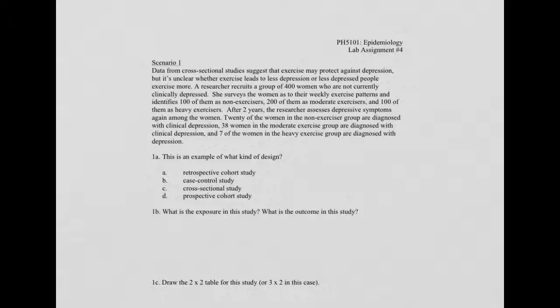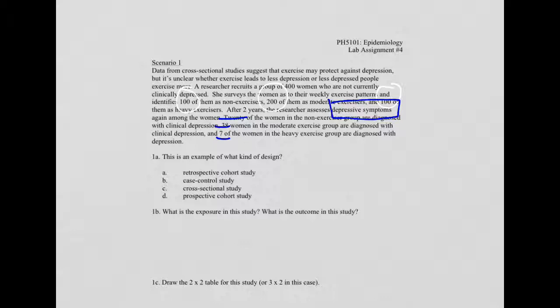She surveys the women as to their weekly exercise patterns, so she's assessing exposure status, and identifies 100 of them as non-exercisers, 200 of them as moderate exercisers, and 100 of them as heavy exercisers. After 2 years, the researcher assesses depressive symptoms among the women. Okay, so we have an outcome that she's measuring. 20 of the women in the non-exercise group are diagnosed with clinical depression, 38 in the moderate exercise group, and 7 in the heavy exercise group are diagnosed with depression.